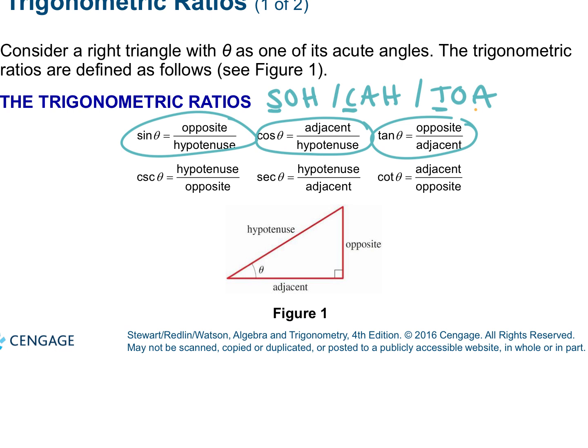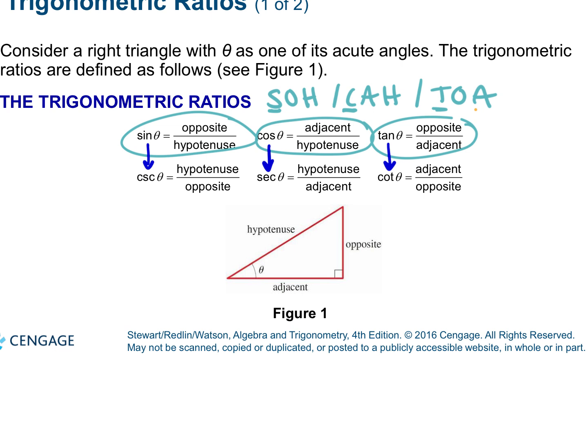Now we have our reciprocal functions. So sine and cosecant are reciprocals of each other. So if it asks for cosecant, it'll be the flip of sine. Instead of being opposite over hypotenuse, it'll be hypotenuse over opposite. Cosine and secant are reciprocals of each other. And then tangent and cotangent are reciprocals of each other.